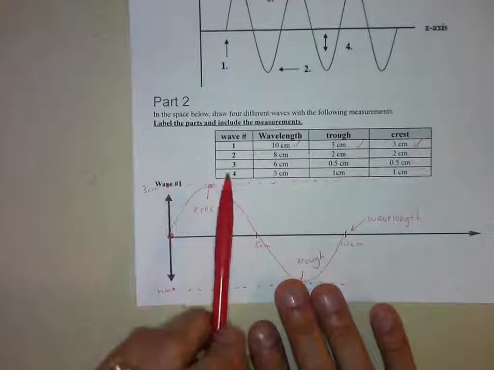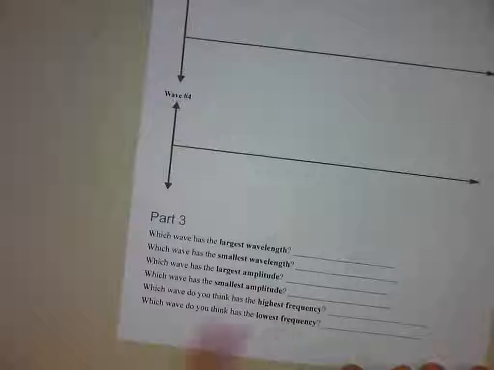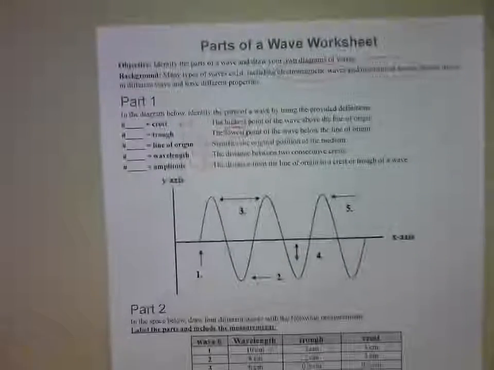I want you to repeat that for 2, 3, and 4 here, and then answer some questions. Which wave has the largest wavelength? 1, 2, 3, or 4. Smallest, largest amplitude, and the highest frequency. These are a little bit more advanced. Part 3 is more like A-level questions. Okay, this is B-level to draw it, and then this is more like a C-level type question.